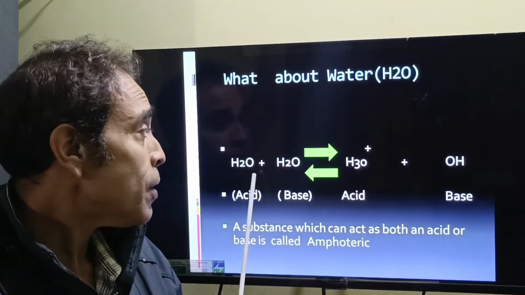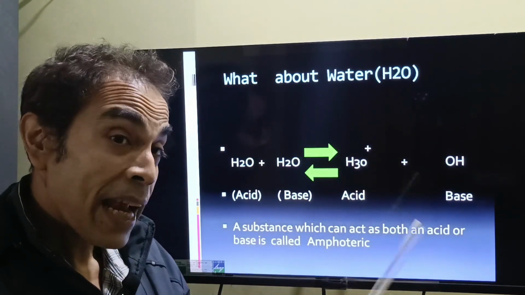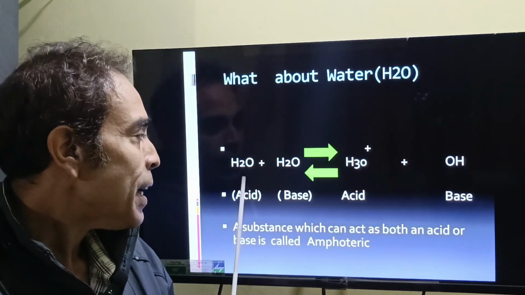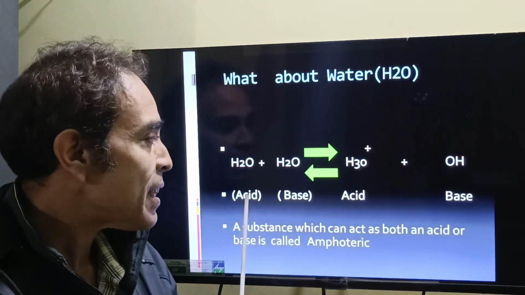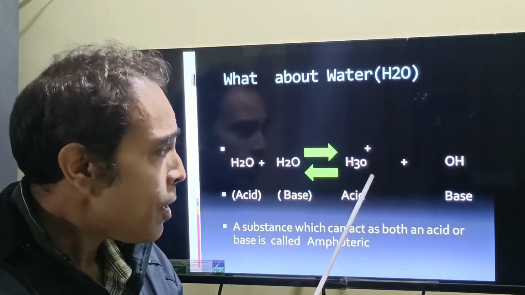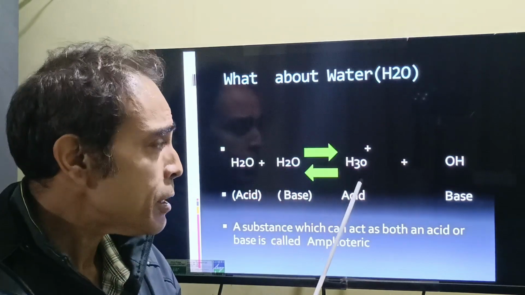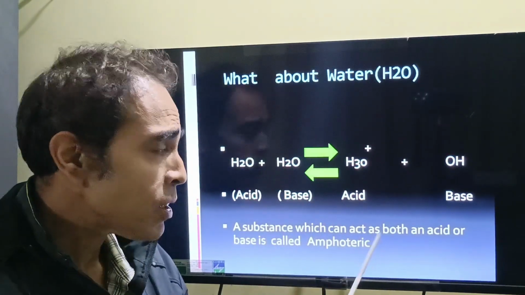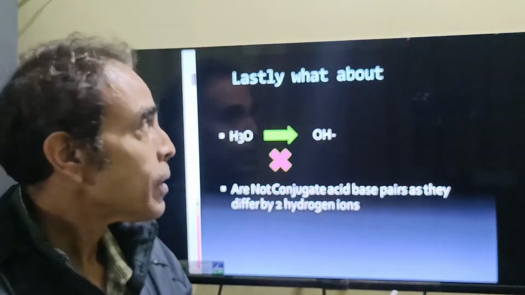What about water? Now water, if water reacts with water, it forms hydronium ion and hydroxyl ion. Now it can act both as an acid and a base. How? From this first reaction, water gives one hydrogen ion to form hydroxyl ion. So this water acts as an acid, and this becomes a base. Now on the reverse reaction, the hydronium ion loses one hydrogen ion to form water. So now this becomes an acid, and that becomes a base. So a substance which acts both as an acid and a base, as in water, is called an amphoteric substance.